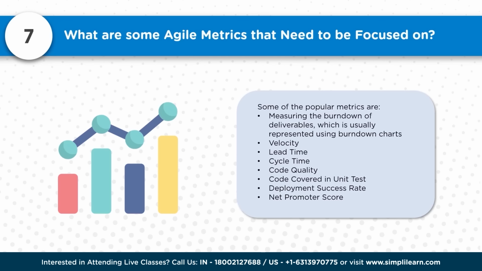So the velocity, lead time, cycle time, code quality, code covered in unit test, deployment success rate, net promoter score. These are the basic metrics which are really needed when we are speaking about velocity and speed. At the same time, how quickly we are able to produce what is supposed to be done and planned. Are we going accordingly or not? This will help in making our job as per the need.